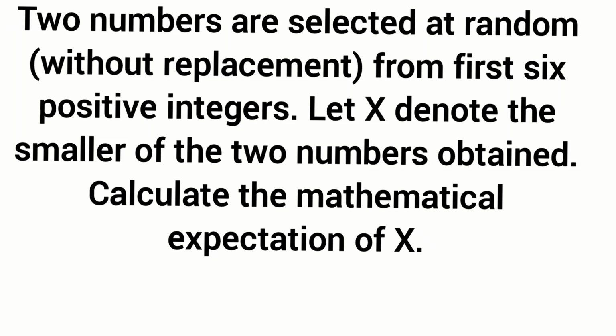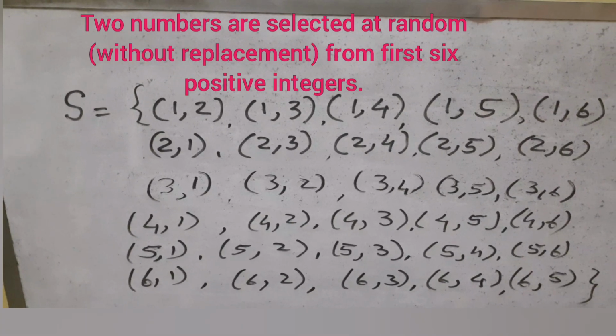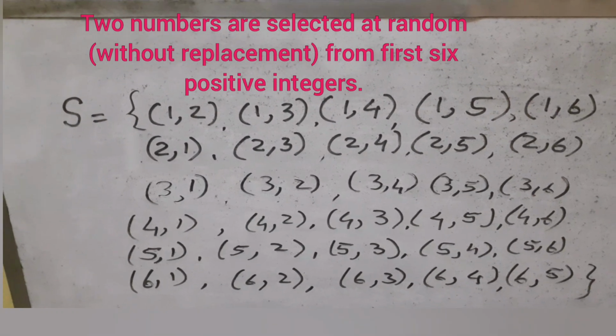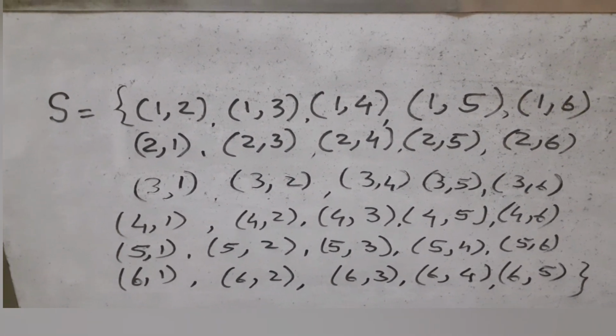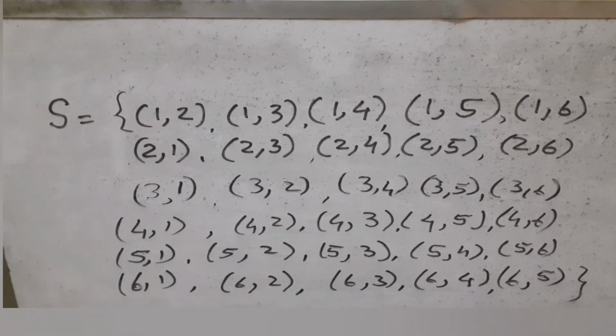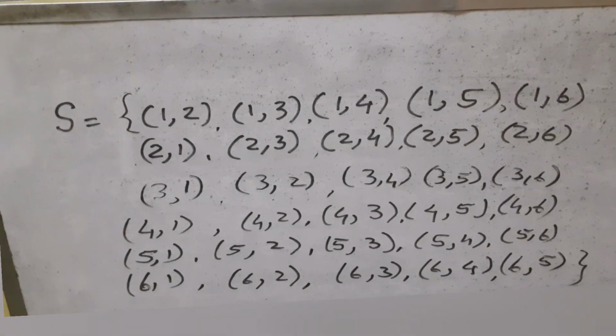Two numbers are selected from the first 6 natural numbers without replacement. So we write the sample space S equal to (1,2), (1,3), (1,4), (1,5), (1,6). We do not write (1,1).